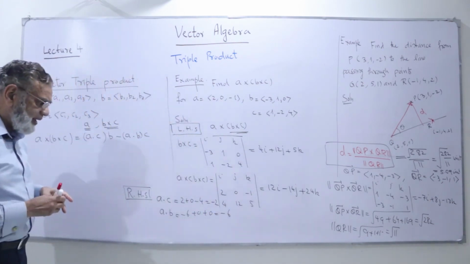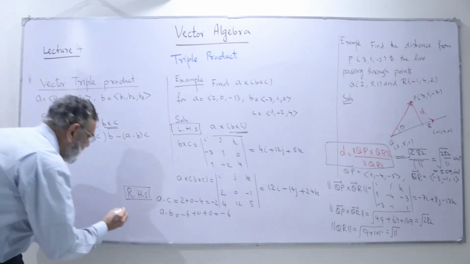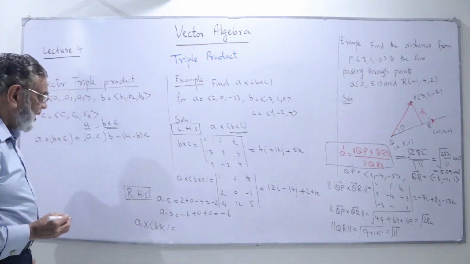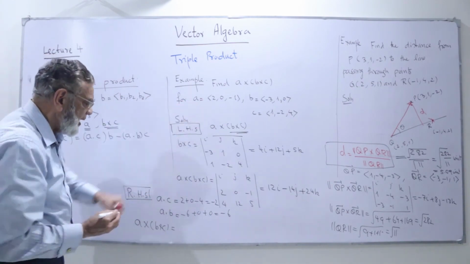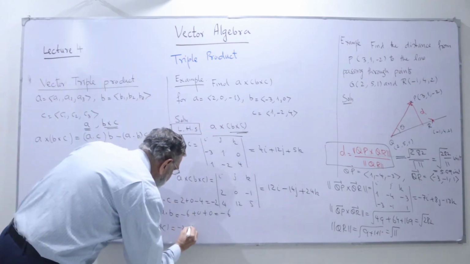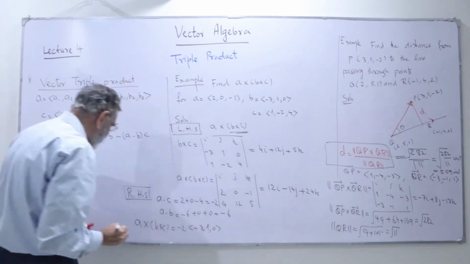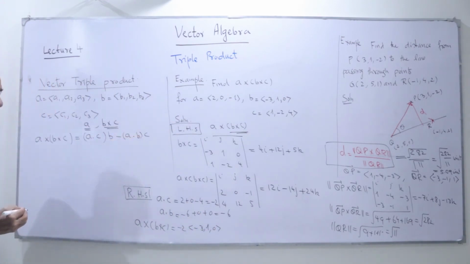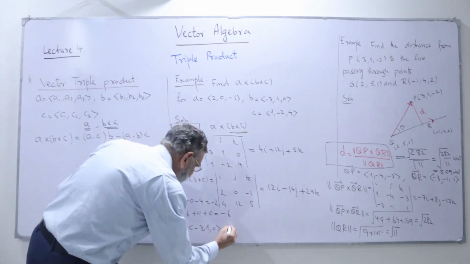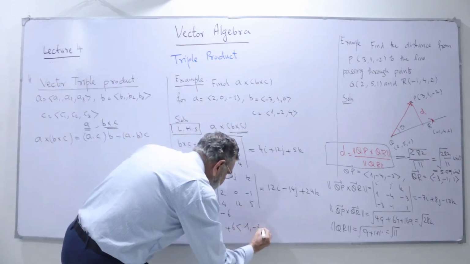Now I can write my final result. A dot C I multiply by B, and A dot B I multiply by C. So A cross B cross C is equal to A dot C, minus 2, multiplied by B, which is minus 3, 1 and 0. Then I have a minus sign with A dot B, which is minus 6, so minus minus becomes plus 6 into C. What is C? This is my C: 1, minus 2 and 4.